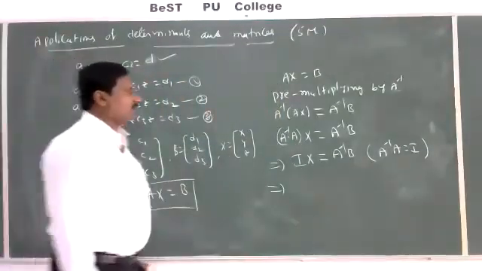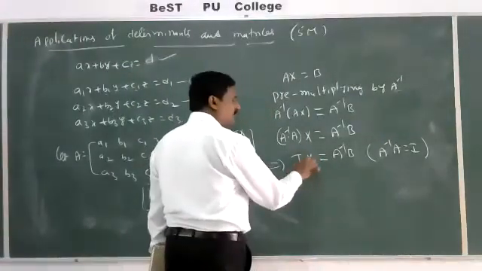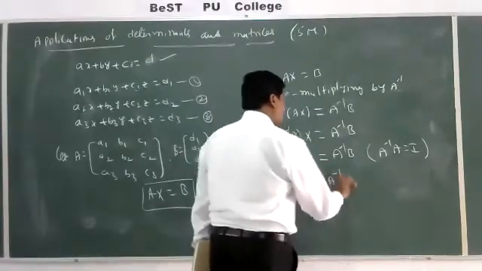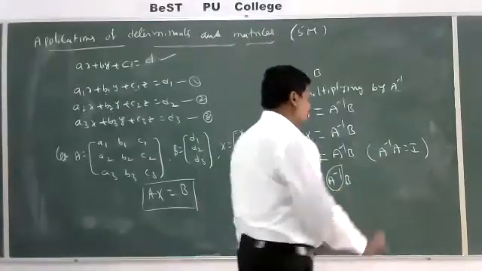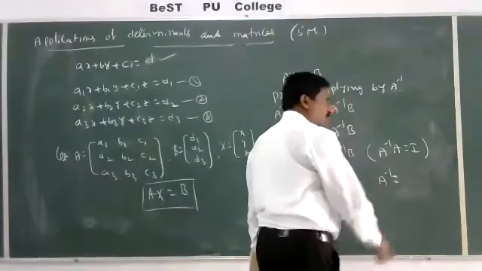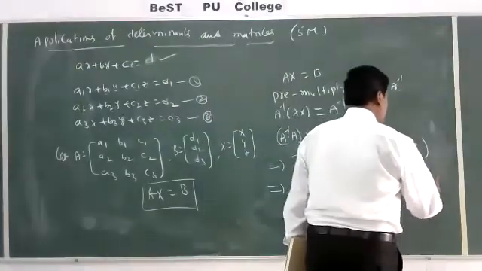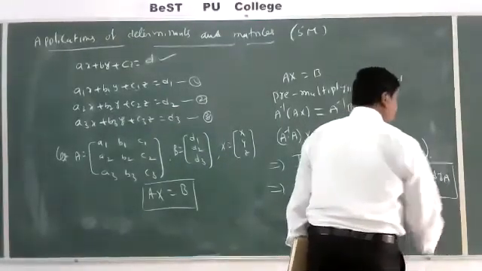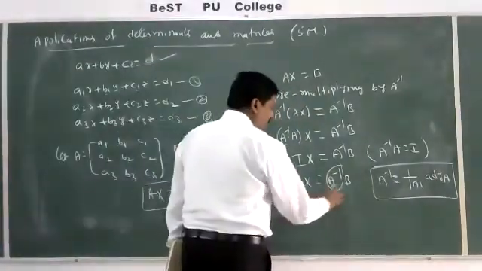Here Ix equal to A inverse into B. If you multiply any matrix with the identity matrix, we get the same matrix. That's why Ix equal to X. From this we can write X equal to A inverse into B. Already we know how to find A inverse from the previous exercise: A inverse equal to 1 by det A into adjoint A. Using this formula we can find A inverse. Then if you multiply with B, we'll get a matrix.